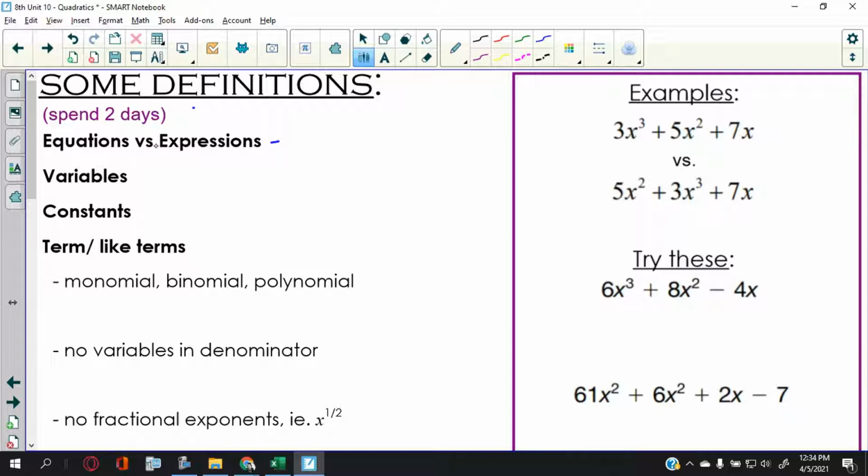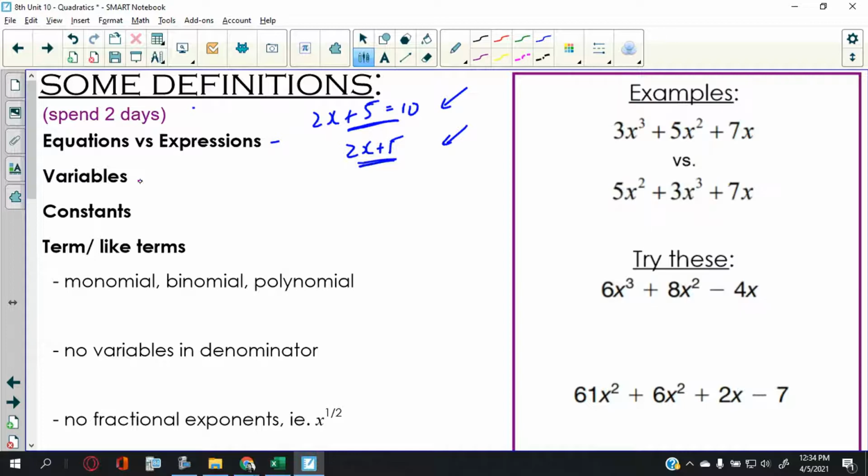Right off the bat, we need to talk about the difference between an equation and an expression. Long story short, since you know this already, an equation has an equal sign and an expression doesn't. So for an expression, there's really nothing to solve. For an equation, there's always something to solve. Okay, that's the first thing. Now let me change colors.